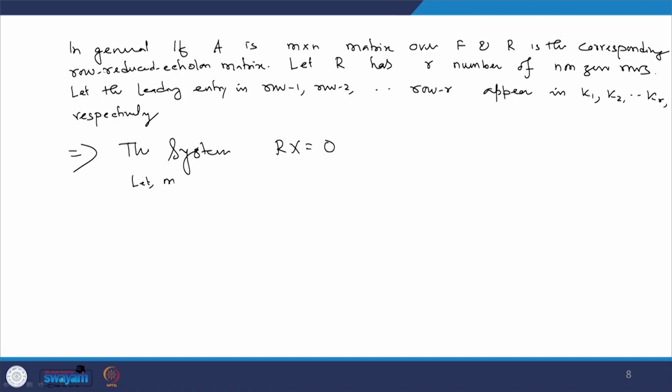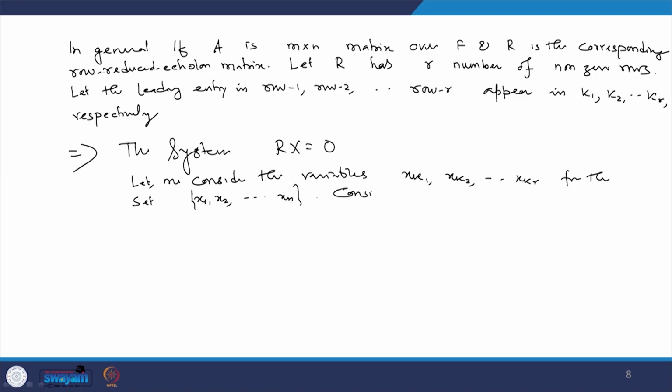Let me consider the variables xk1, xk2 and xkr. These are the variables from the set x1, x2, ..., xn. So, I will take out these variables. So, the rest will be n minus r variables.